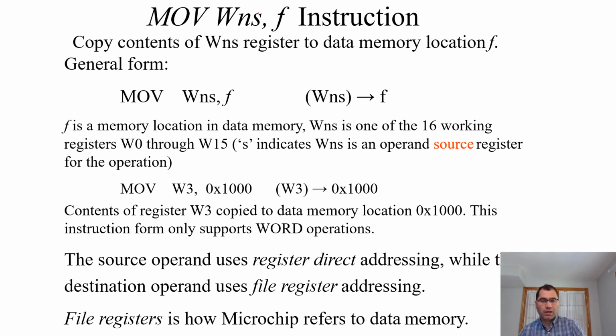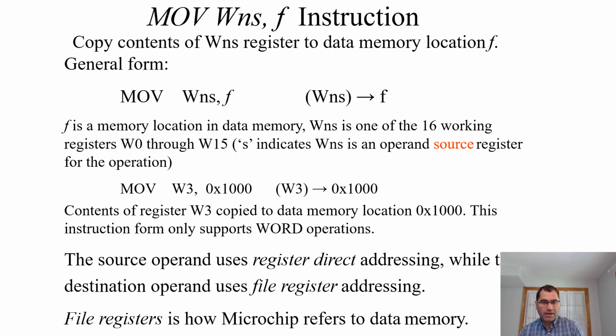Again, if you see the symbol here, that means copy the content of this register and put it in this data memory location. F is a memory location in data memory, and WNS is one of the 16 working registers, W0 to W15, as we mentioned before. S indicates that WNS is an operand source register for the operation. So it's the source.